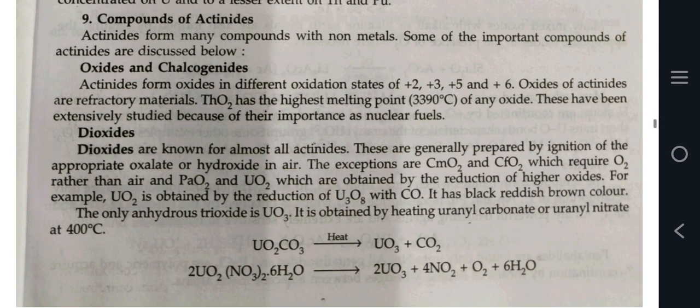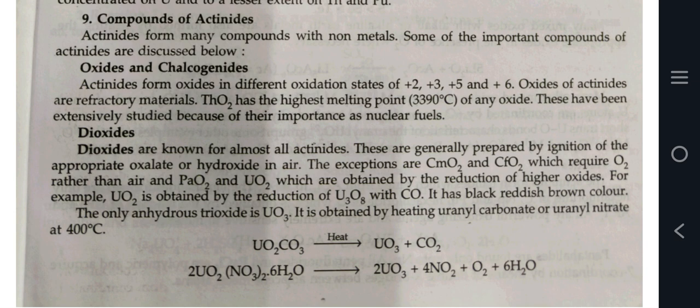Tenth, compounds of actinides. Actinides form many compounds with non-metals. Some of the important compounds are discussed below. Oxides and chalcogenides. Actinides form oxides in different oxidation states of +2, +3, +5, and +6. Oxides of actinides are refractory materials. ThO2 has the highest melting point, 3390 degrees Celsius, of any oxide. These have been actively studied because of their importance as nuclear fuels.